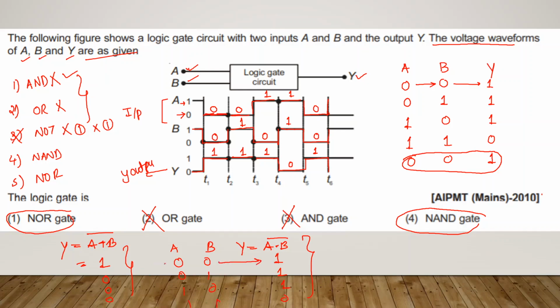Here also, in case of OR gate, whenever both the inputs were 0, output was 1. In case of NAND gate, whenever any one of the input was 1, output was 1. So our right answer is NAND gate.